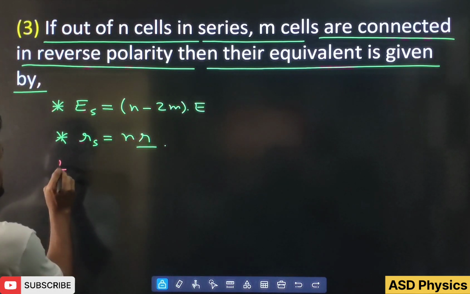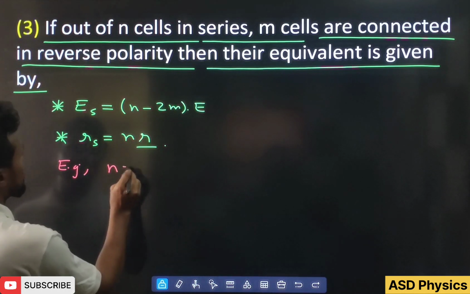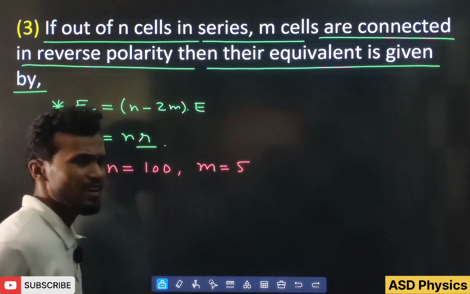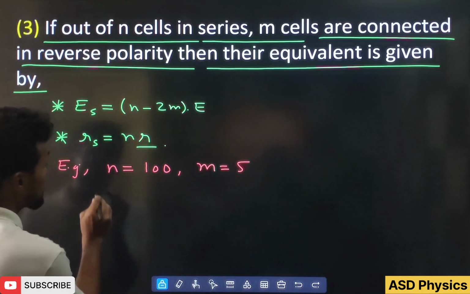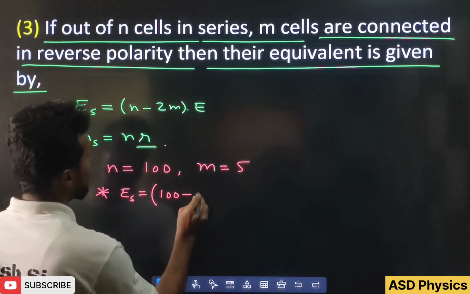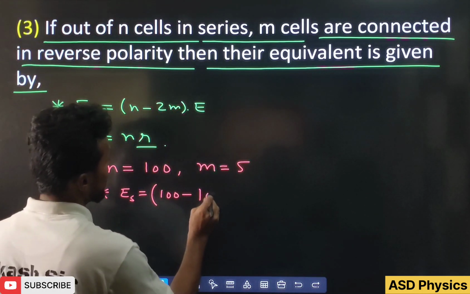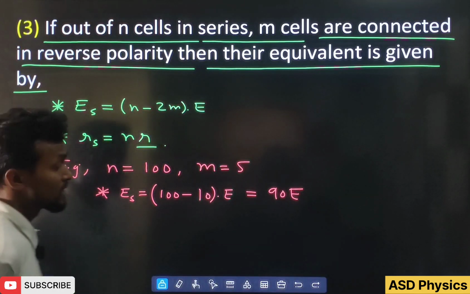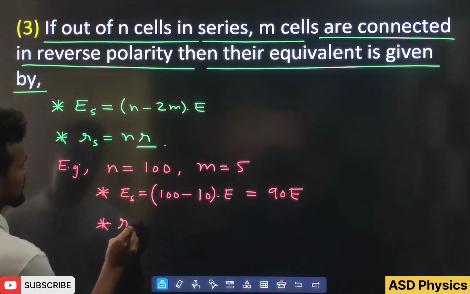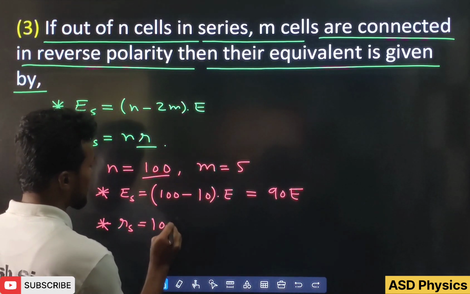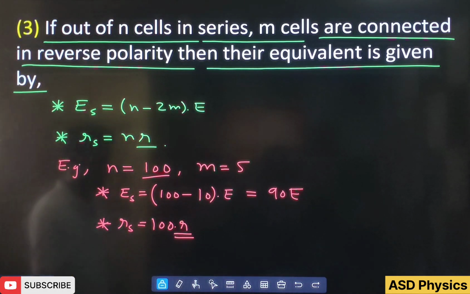Okay, students, here I will take one example also. Let's take the total number of cells as 100, and let's say by mistake 5 cells are connected in reverse polarity. Then E_S will be 100 minus 2m, that means 2 into 5, which is 10, into E, so it will become 90E. This will be the equivalent EMF. Similarly, resistance has no change, nr, that means 100R. So students, resistance has no change and only the EMF will change.